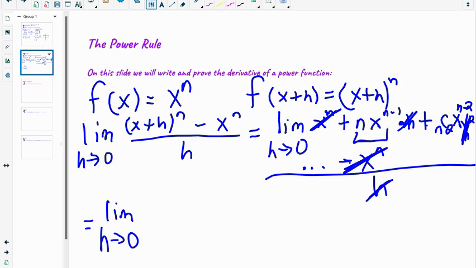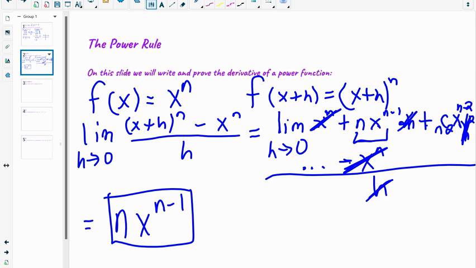I won't write the limit here. I'll just write it equals n times x to the n minus 1. All the others will have an h, and so we'll plug in that 0, and those will all reduce to 0, and this will be our final answer. So the derivative of x to the n is n times x to the power of n minus 1.